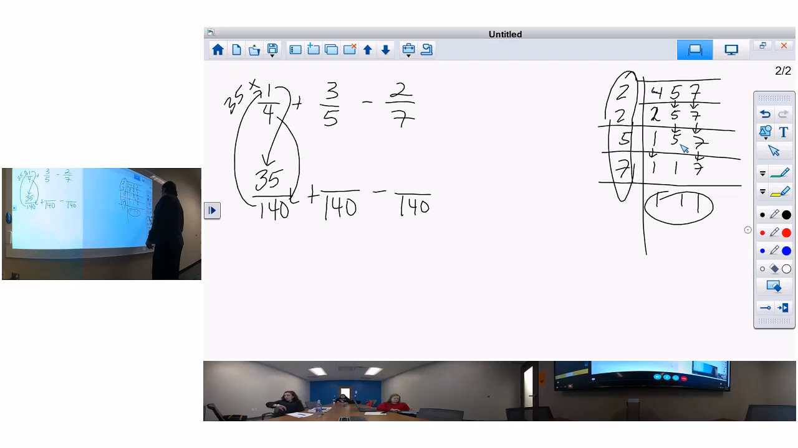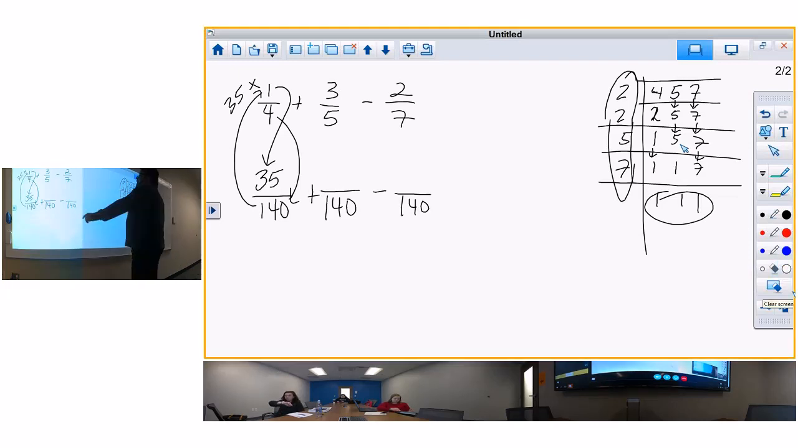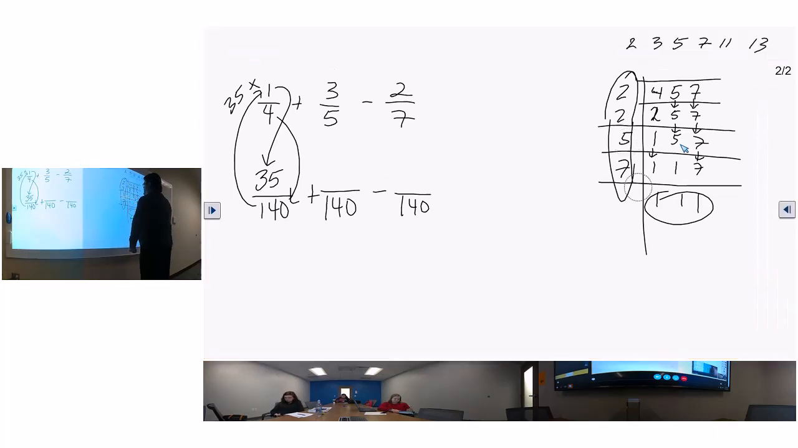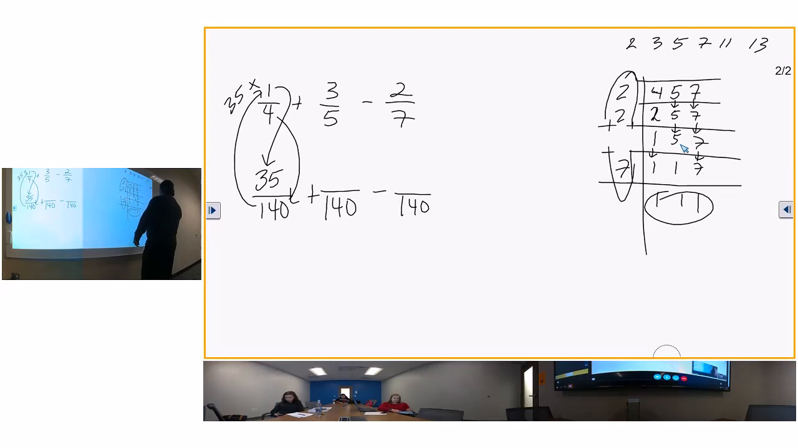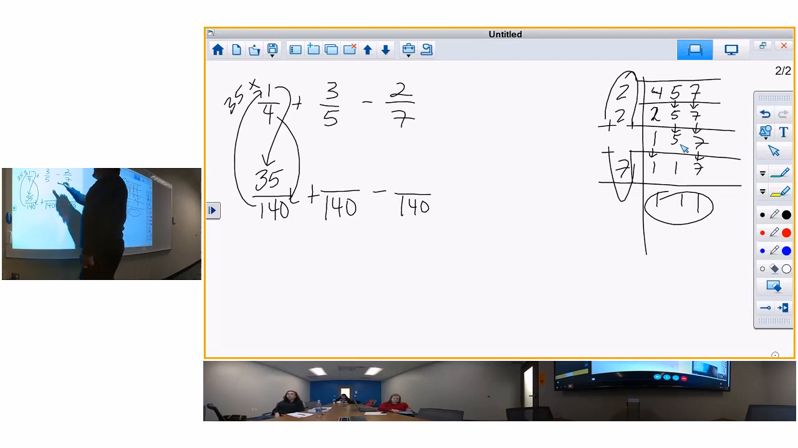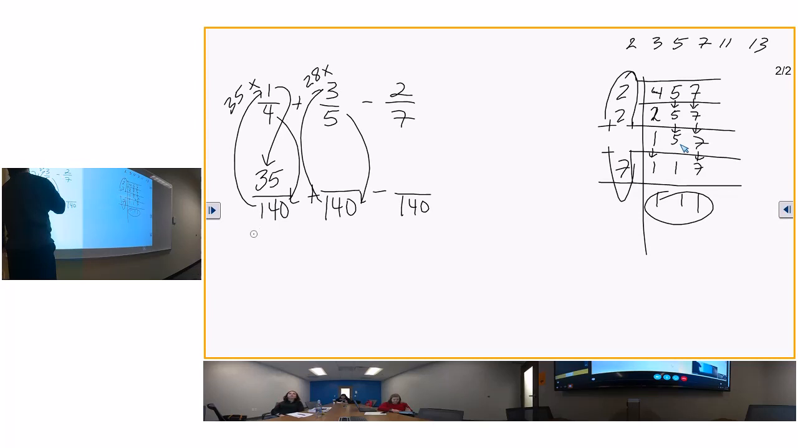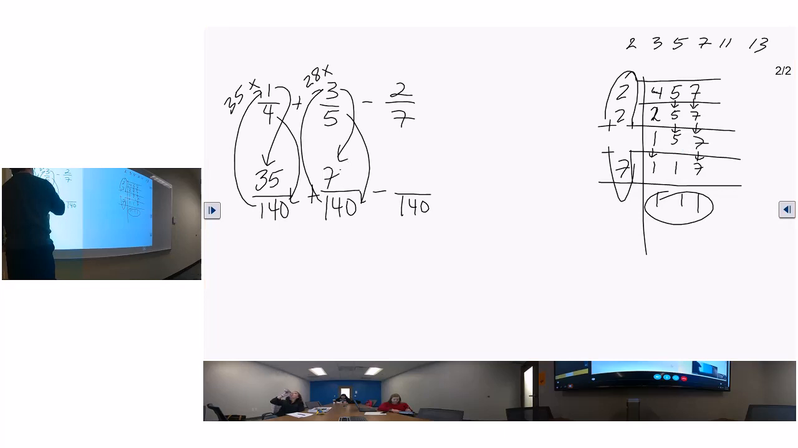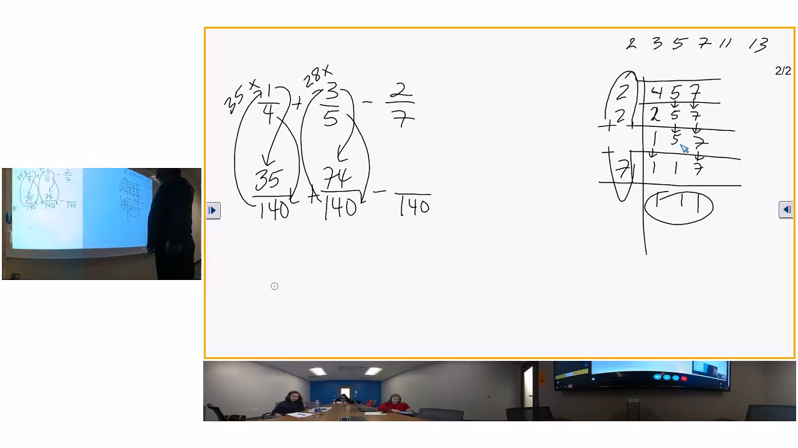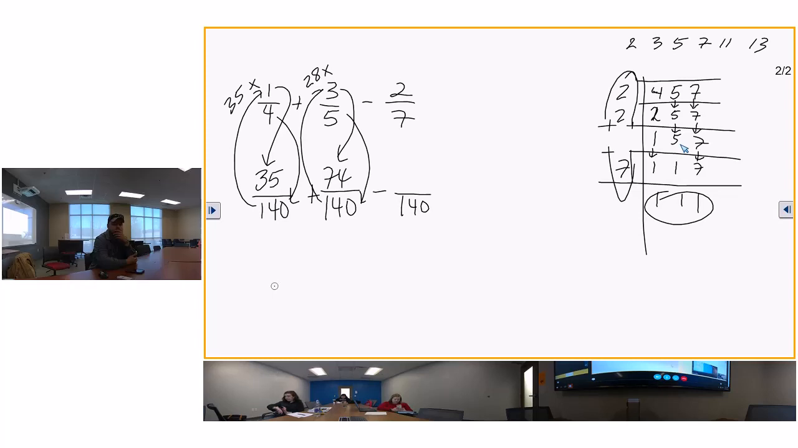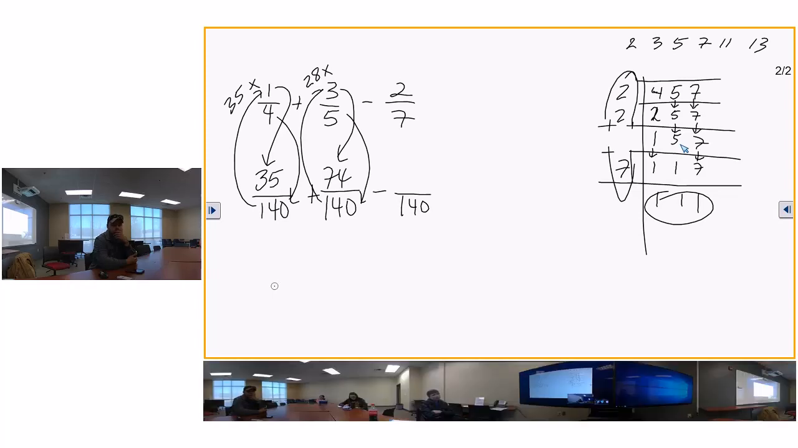All right, what's your next number you've got to convert? 5. 5 will go into 140. Where's 5? Right here. How many times? 4 times 7 is what? 28. 28 times 3 is what? 74? Somebody check me. Or 84. 84, sorry.